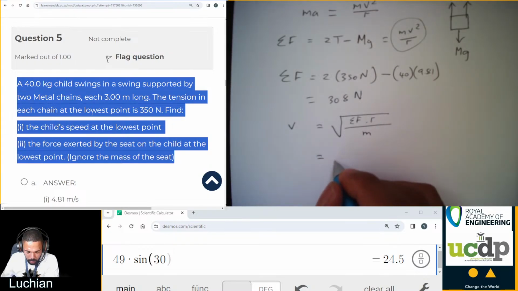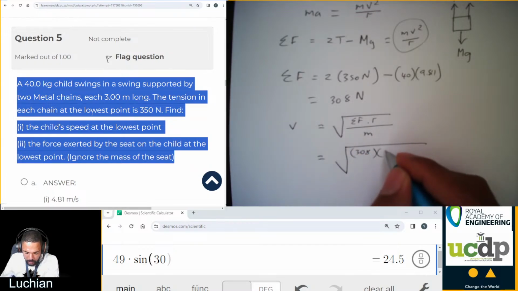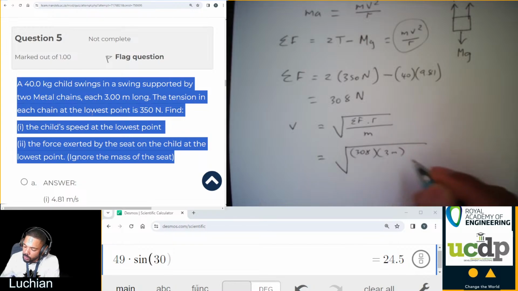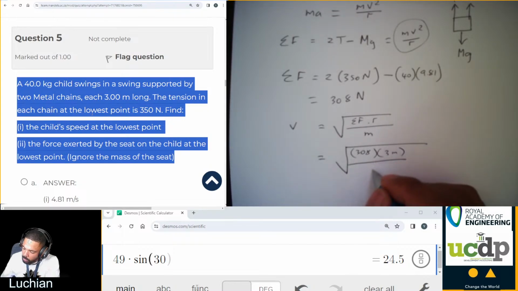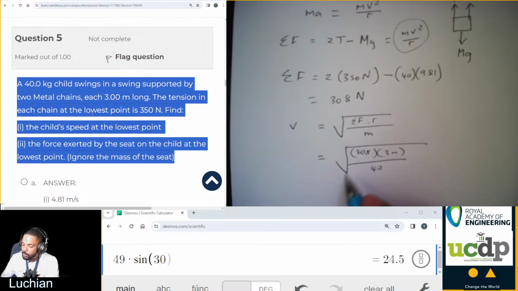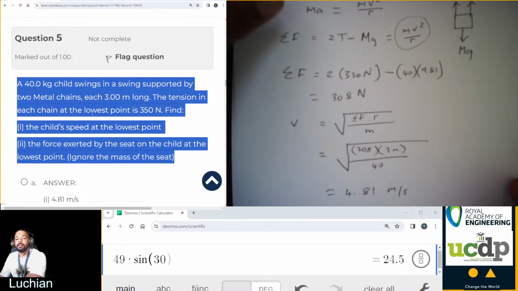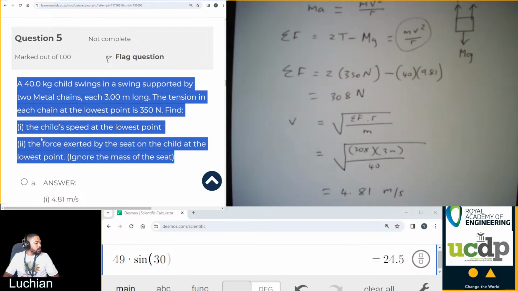So the square root of the sum of the forces is 308, we just worked it out, times the radius, which is the length of the chain, 3 meters, over the mass of the boy, which is 40. Now there are lots of ways you could have done this, but I prefer this one, and the answer gives you that at his lowest point the boy moves at a speed of 4.81 meters per second. Right? And let's see if that is correct. 4.81 meters per second. Yes, that is correct.